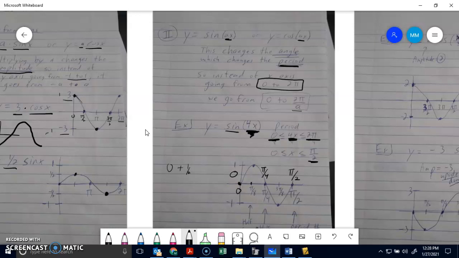So to get this halfway point, what's halfway between 0 and 1/4? So add them together and divide by 2. Just find the average and you get 1/8. So that's why this is pi over 8.